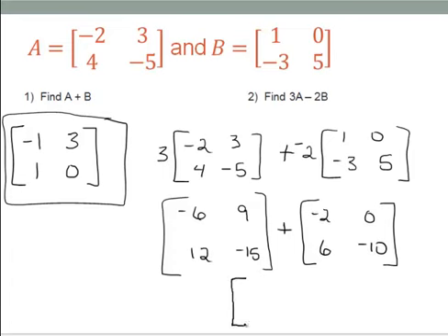Now we just add corresponding elements. Negative 6 and negative 2 is negative 8. 9 plus 0 is 9. 12 plus 6 is 18. And negative 15 plus negative 10 is negative 25.